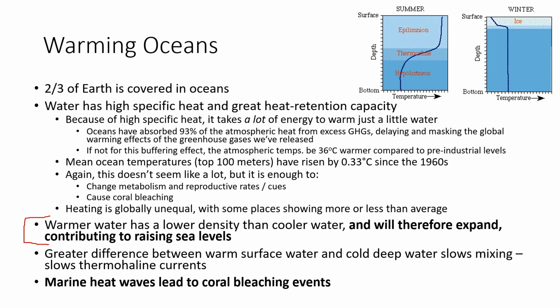If there's a greater difference between warm surface water and cold deep water, the thermocline that we talked about first semester, then that's going to slow the mixing. It's going to slow those thermohaline currents. It's going to slow downwellings and upwellings. And again, marine heat waves cause coral bleaching events.